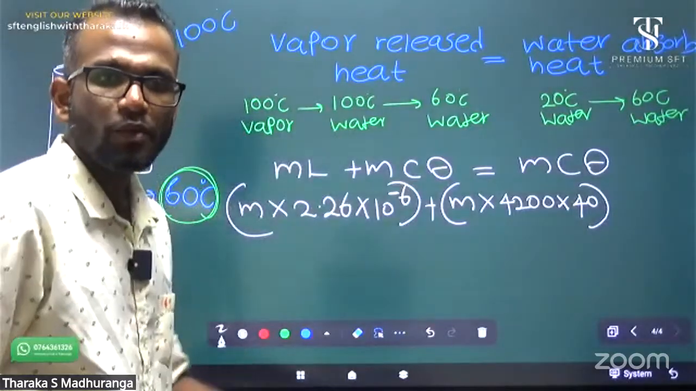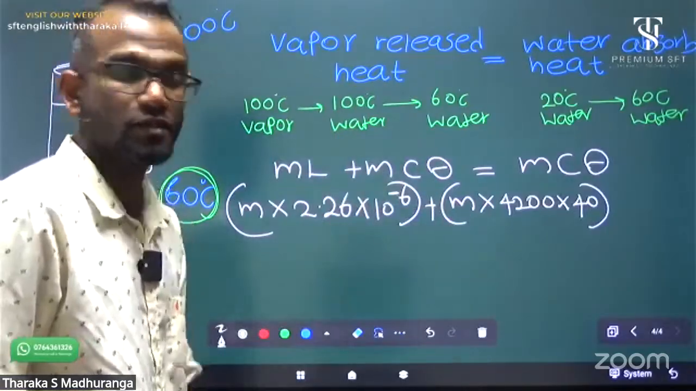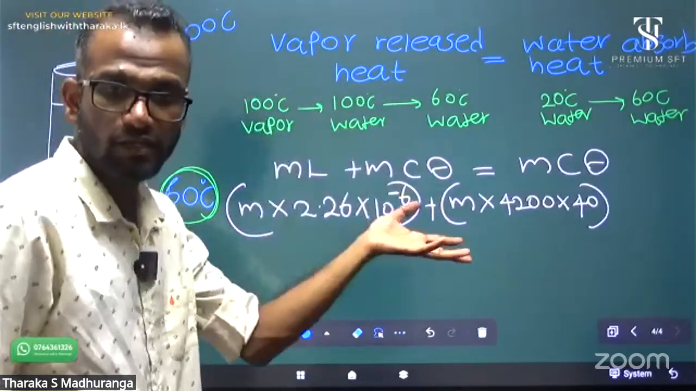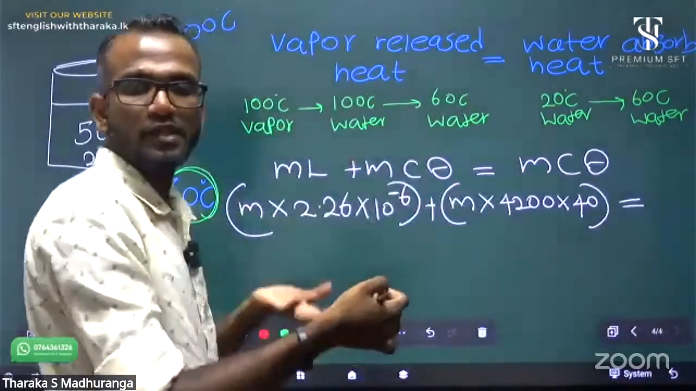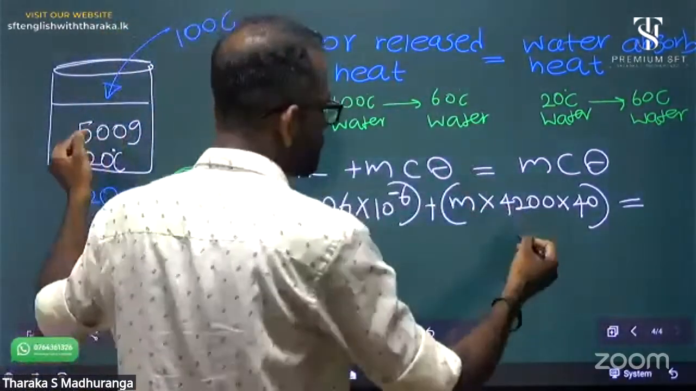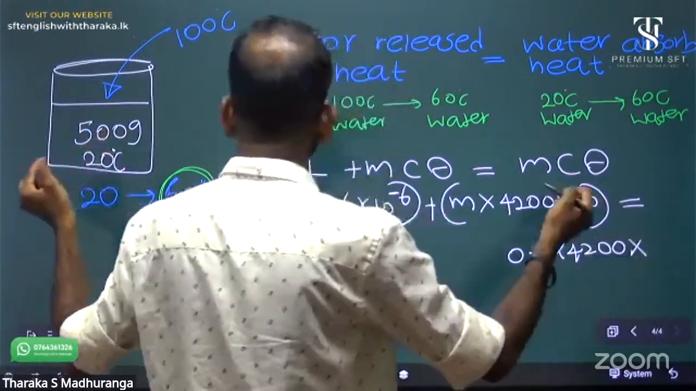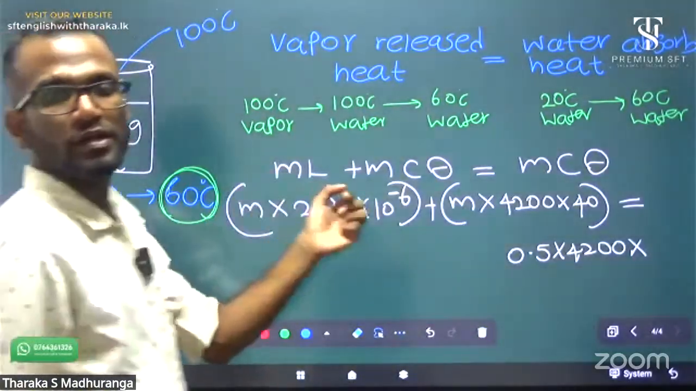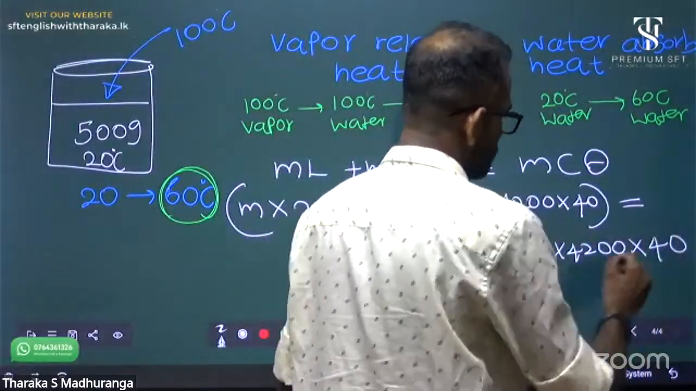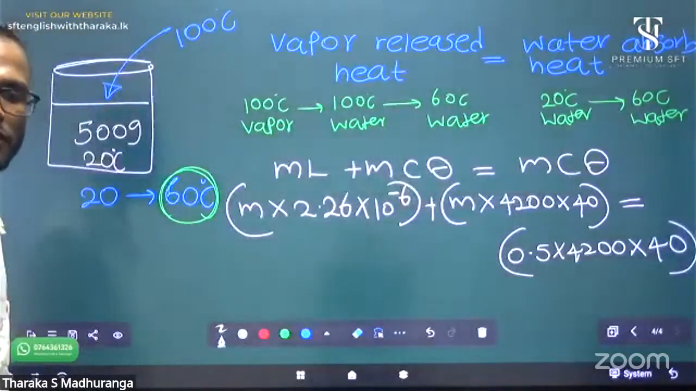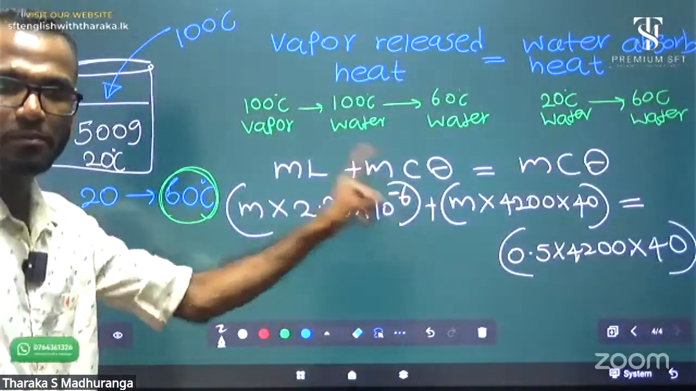Okay. Now, it is vapor releasing heat. Sorry, not vapor, steam releasing heat, equal to what? mcθ for water. The mass of water is 0.5 kilogram, 4200, into the temperature difference, 20 to 60, which is 40. The temperature difference is 40. But the question asks, what is the value of m?